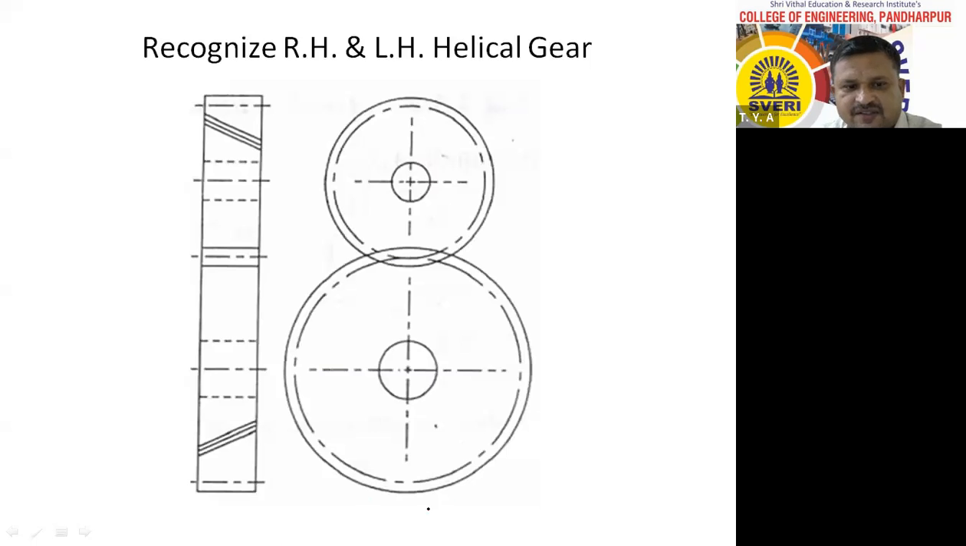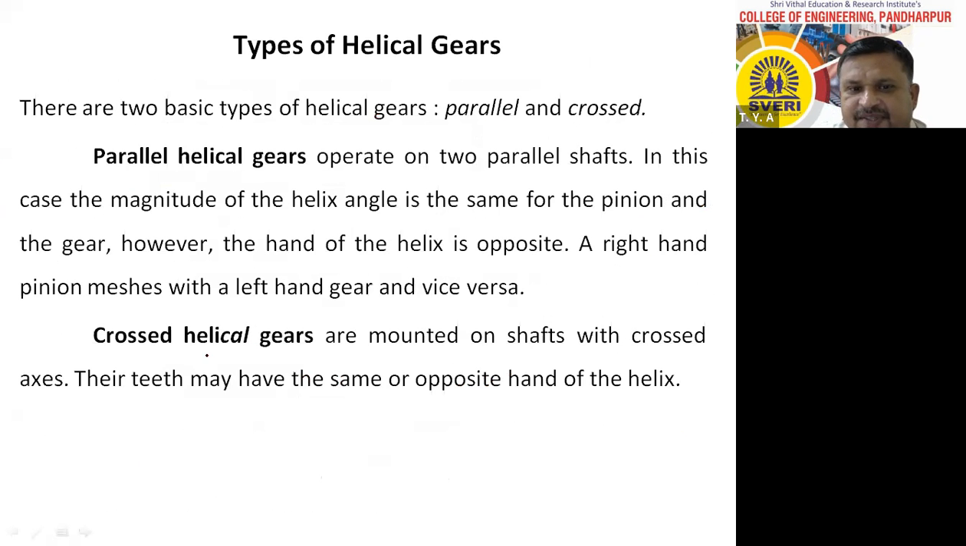See this. This is the helical gear. This is the axis of one shaft. I will draw here. And this is the axis of another shaft. Therefore, these axes are parallel to each other. That means helical gears are used to transmit motion or power when two shafts are parallel to each other. Therefore, according to that, there are types of helical gear.